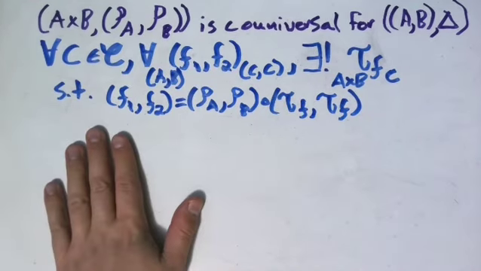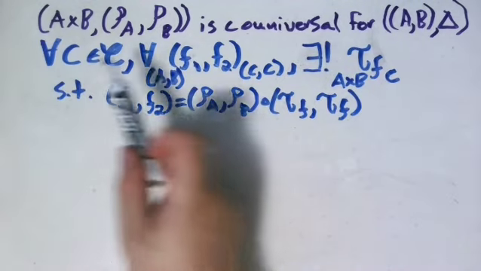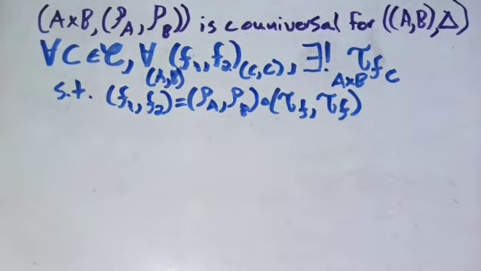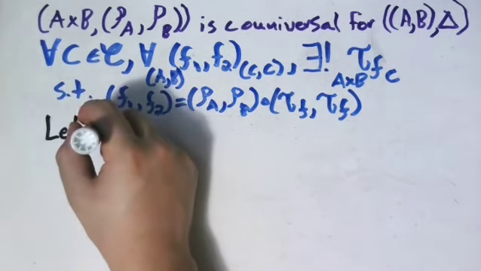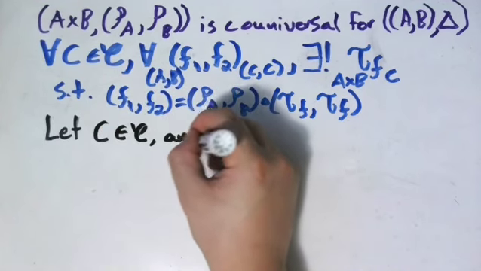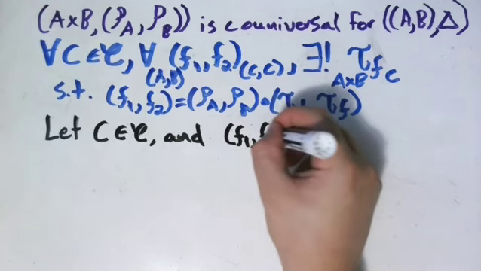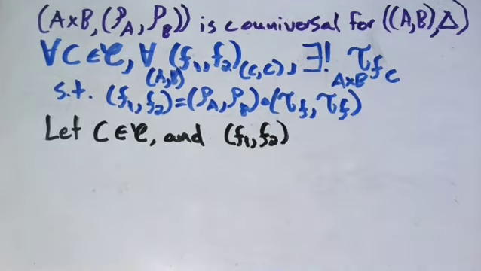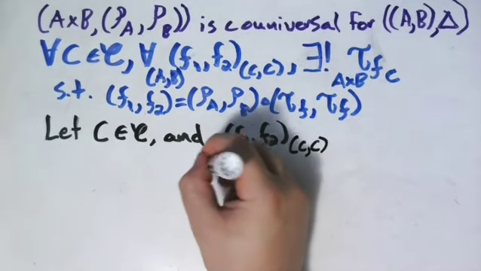So we have the statement that we need to prove here. And so in order to do that, it needs to be true for all C and C and for all F1, F2. So we start by letting C be an object of C and F1, F2 going from CC into AB.